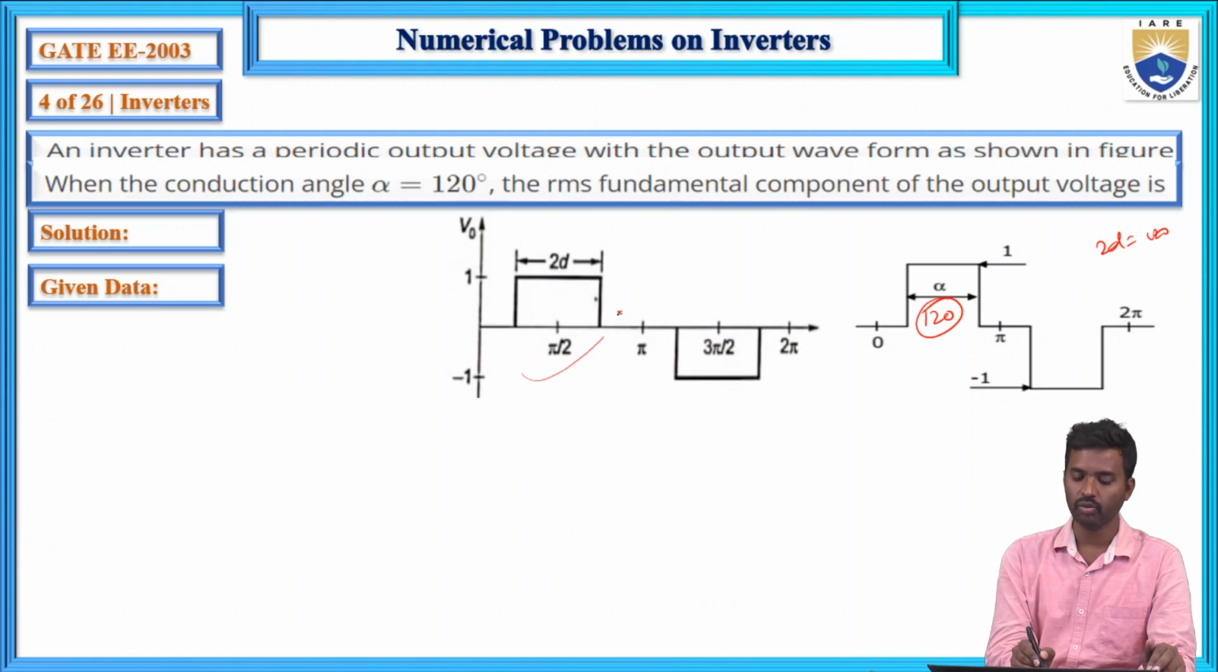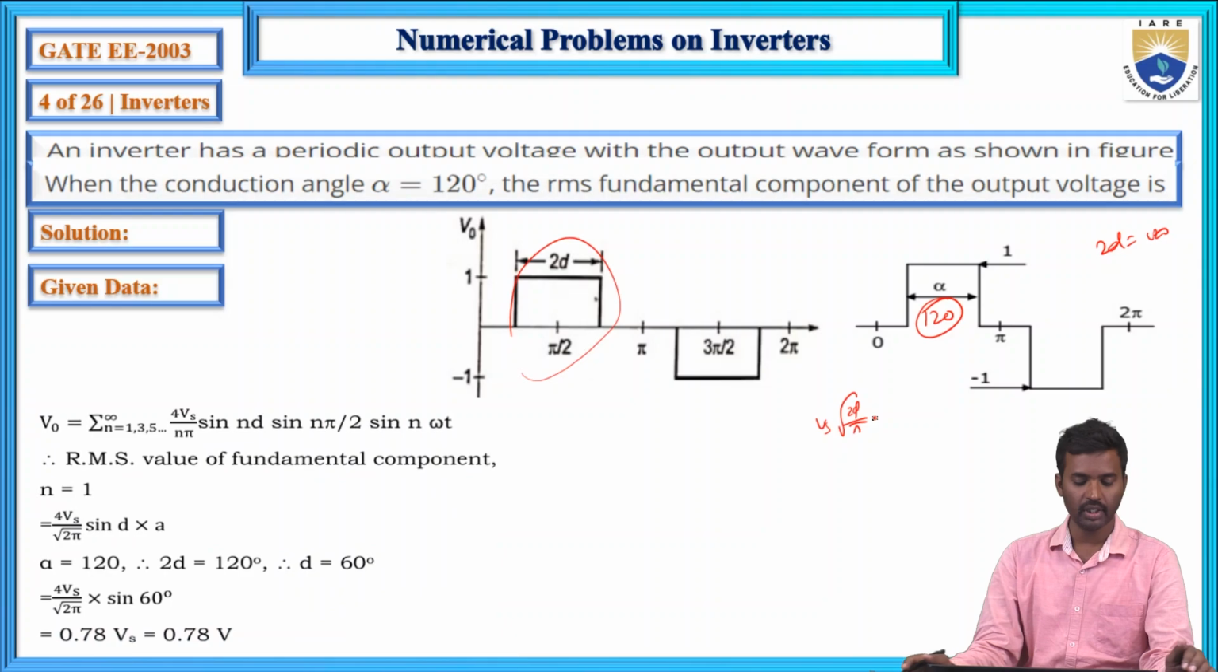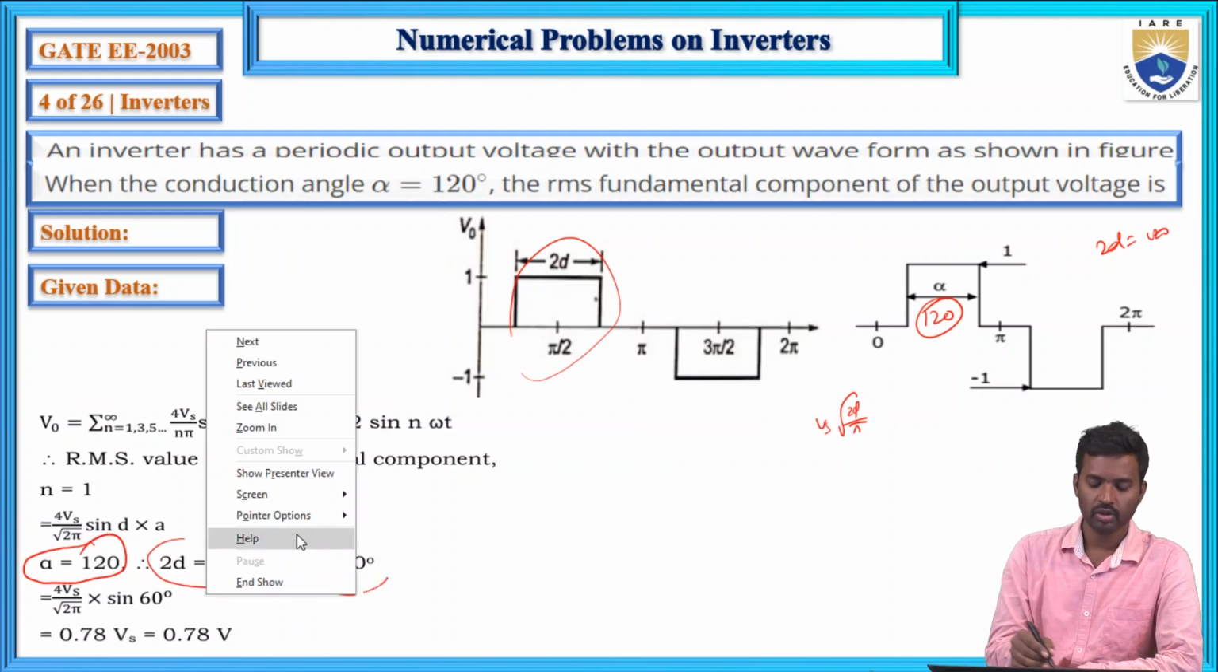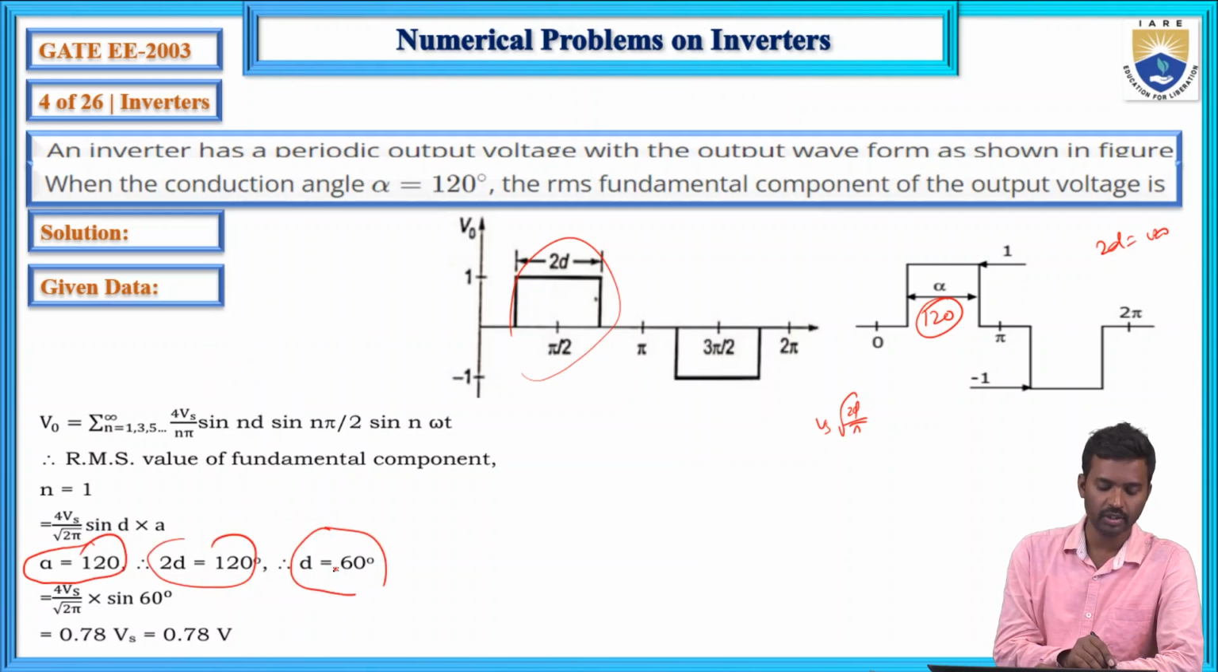This is 2D equals 120 degrees. So now here Vs into square root of 2D by pi. This is how we will get 2D equals 120. So now here 2D equals 120 and D equals 60. So now here RMS output voltage equals formula, actual fundamental voltage equals the RMS value of the fundamental.